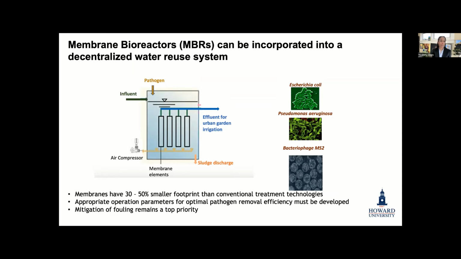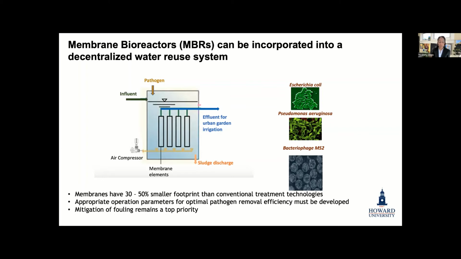Membranes have about a 30 to 50% smaller footprint than conventional biological treatment technologies, which tend to be very large. Membranes, because they're small, are more easily adaptable. So you can change your operating conditions if you need to, if you have targeted removal. And in our case, what the research need is, and I'll talk about this a little bit later, is figuring out how well membranes remove viruses and bacteria, because that is a concern.